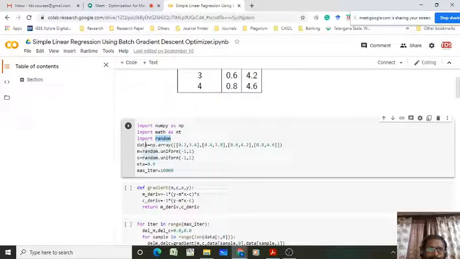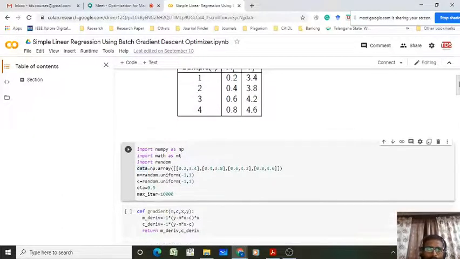Later, read the data in the form of a matrix. So np.array. I am reading this data, which is given in the problem. 0.2, 3.4, 0.2, 3.4. Sorry.